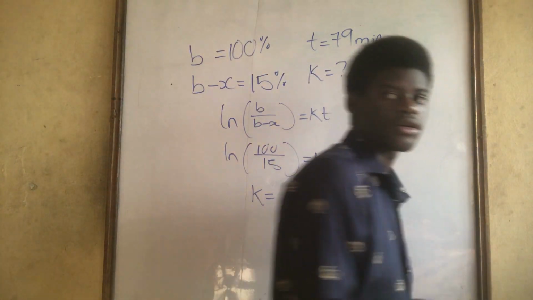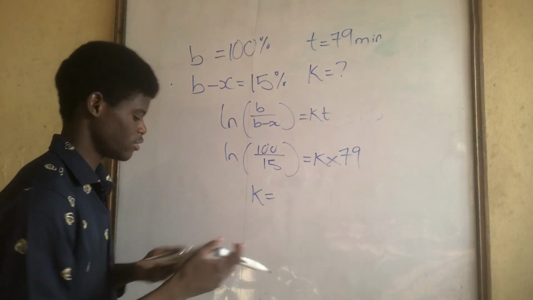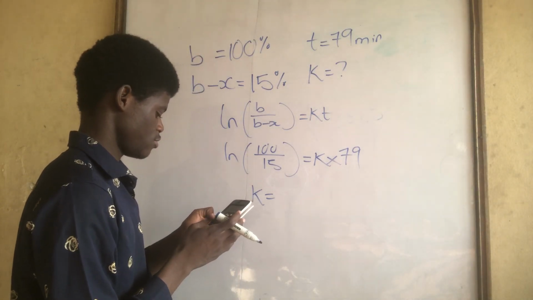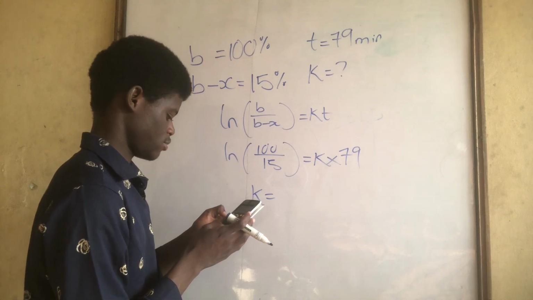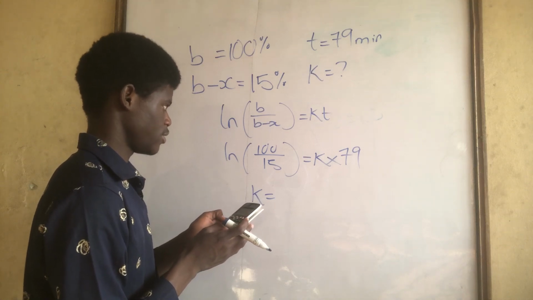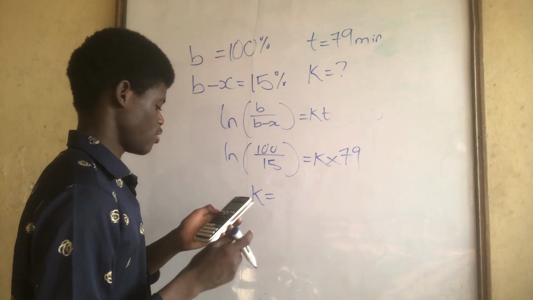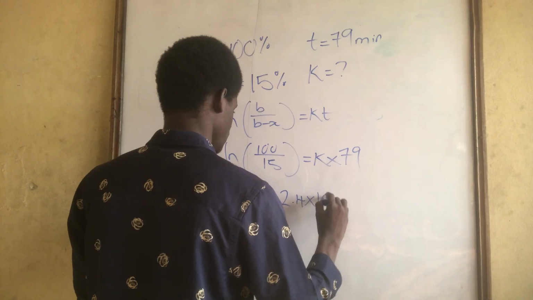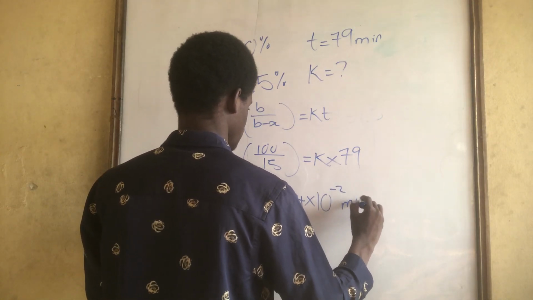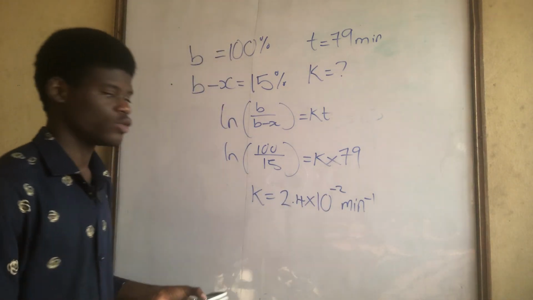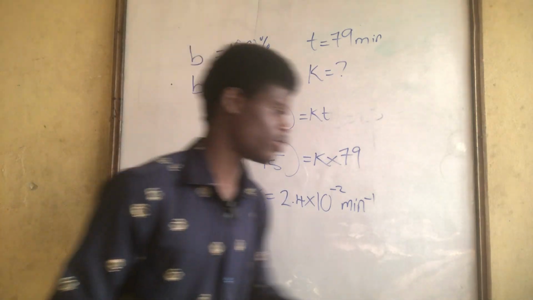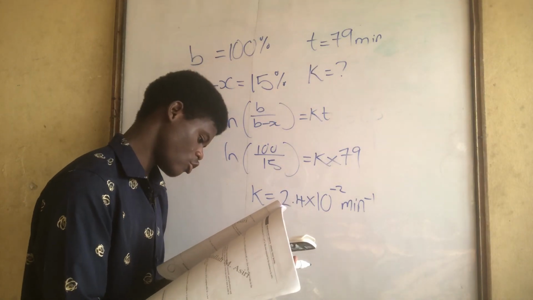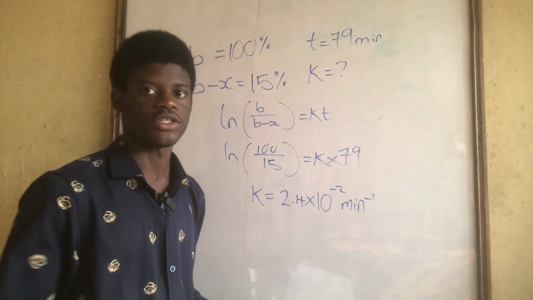So let me use my calculator. Let's just do that directly. That will be ln 100 over 15, all divided by 79. That will give us 2.4 times 10 raised to power minus 2 per minute. So this is the answer for question number 26, and that's option E.